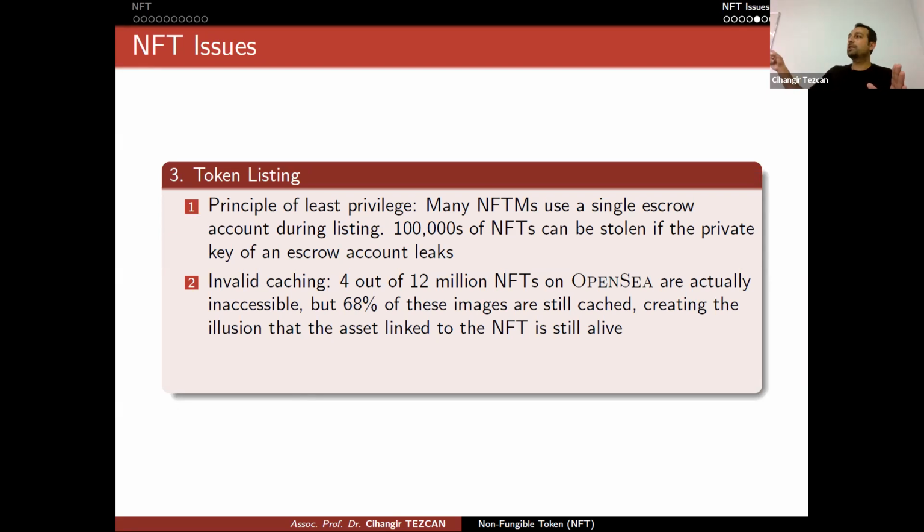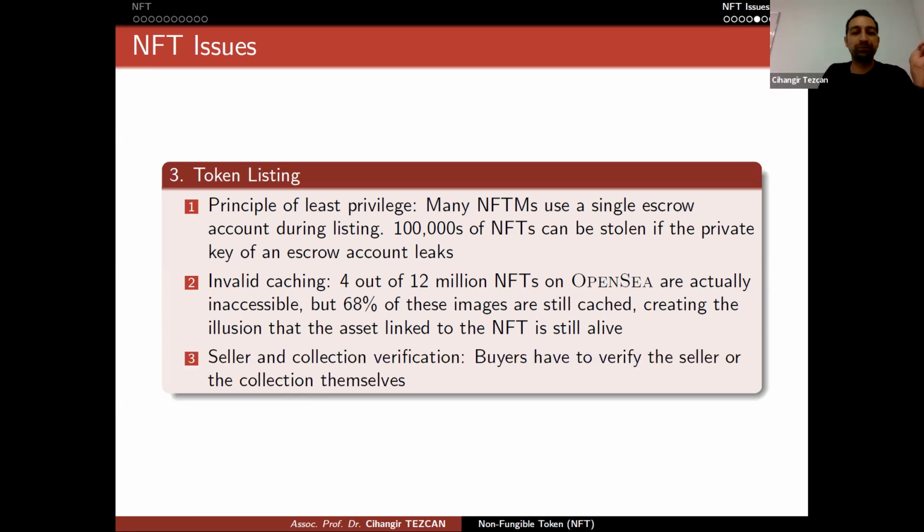So maybe I go to the HTTP page and delete that file. But even if that file is deleted, since they keep it in the cache, maybe they're trying to sell something that is no longer available. So this is a huge problem. This is referred to as invalid caching. And the problem is that, again, I'm referring to the same paper, 4 out of 12 million NFTs on OpenSea are actually inaccessible. But 68% of these images are still cached, creating the illusion that the asset linked to the NFT is still alive. So this is a very huge problem, as you can imagine.